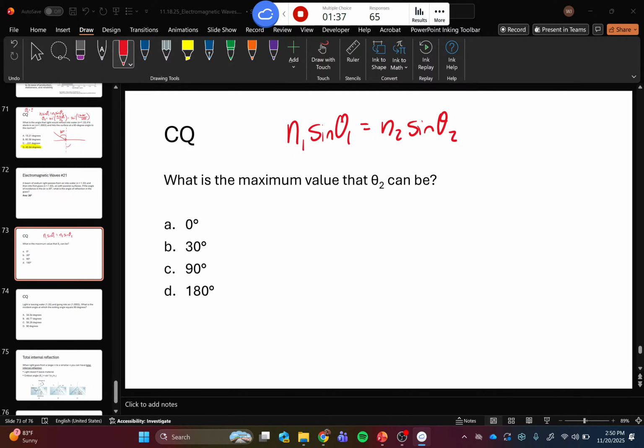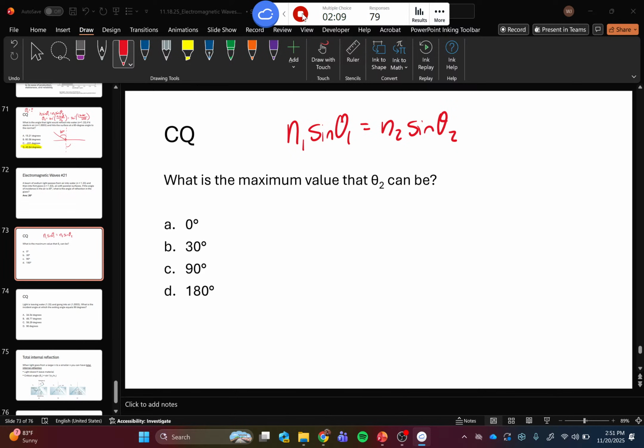All right, give y'all 20 more seconds. What is your picture of? Is it still in the material then? No. Theta 2, you have to be in the material for it to be theta 2. Otherwise, you're no longer refracting. You're reflecting, and reflecting doesn't follow this rule. All right, in 5, 4, 3, 2, 1.